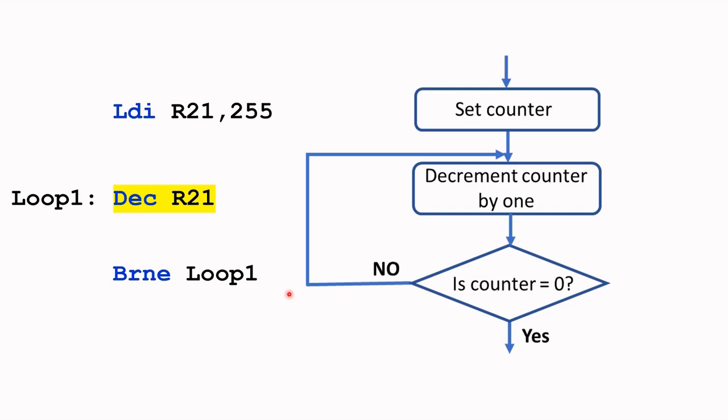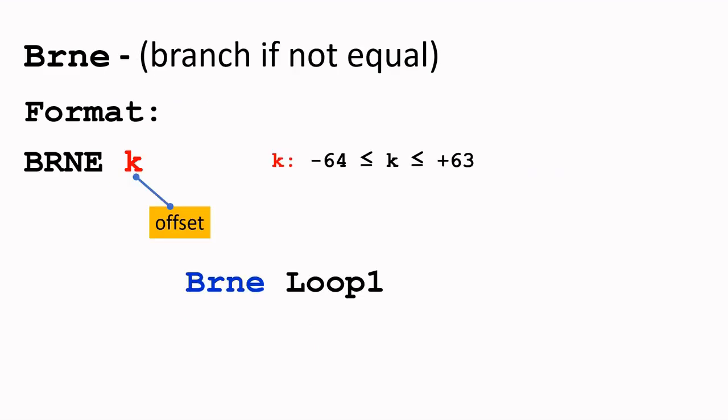Now there are two instructions here that I want to take a closer look at. That is the DEC and the BRNE instruction. First off, let's look at the BRNE. BRNE stands for branch if not equal. So BRNE, this is the format, and K, although K in our program is a label. So K is actually the offset. You can have an offset of -64 all the way to +63.